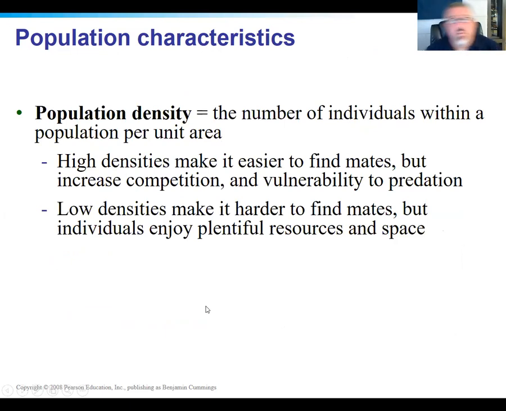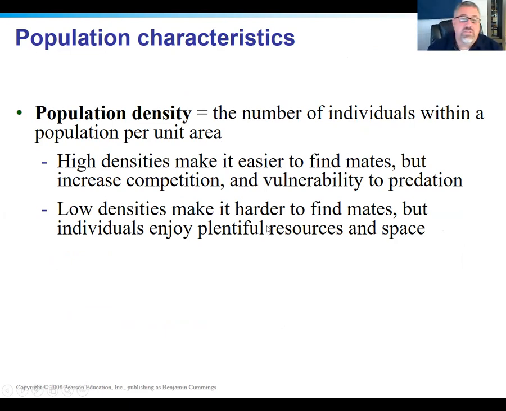Population density, the number of individuals within a unit area of a breeding population. And so, you know, population density can cause a lot of things. The more dense the population, the more disease that probably can happen. The more dense the population, the easier it is for you to find a mate. The lower the population, the harder it is for a disease to happen. Space is more readily available.